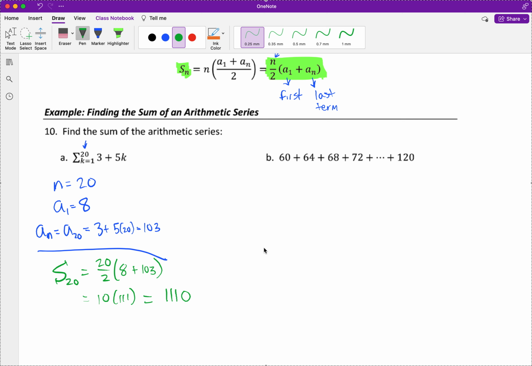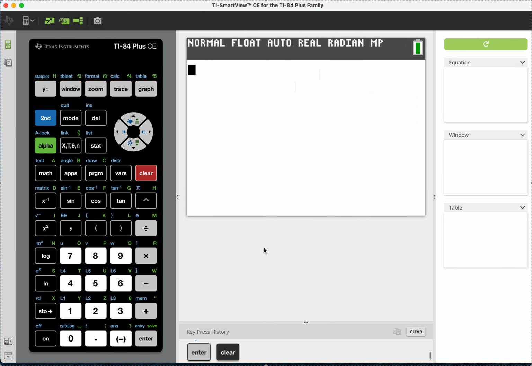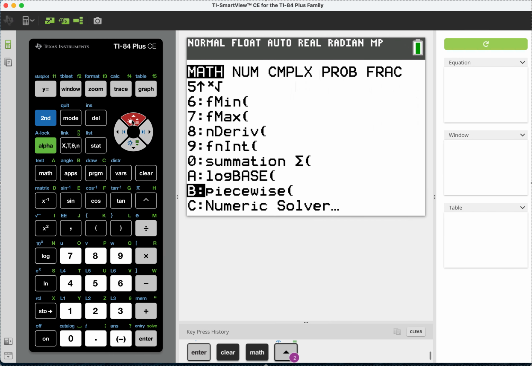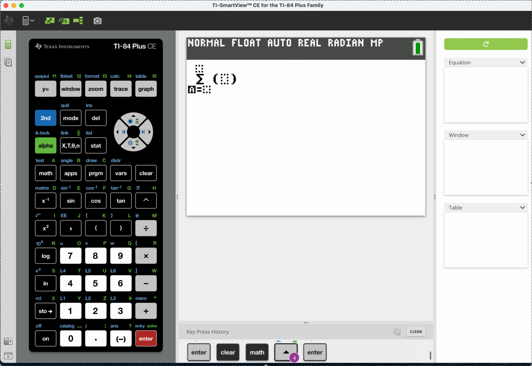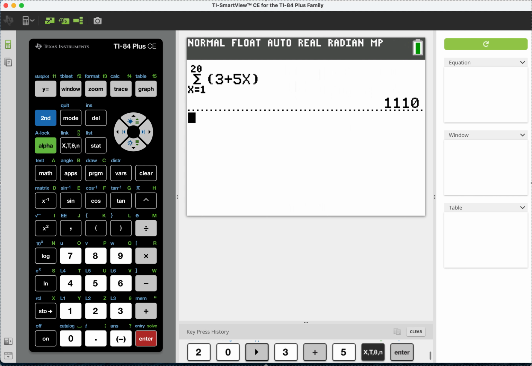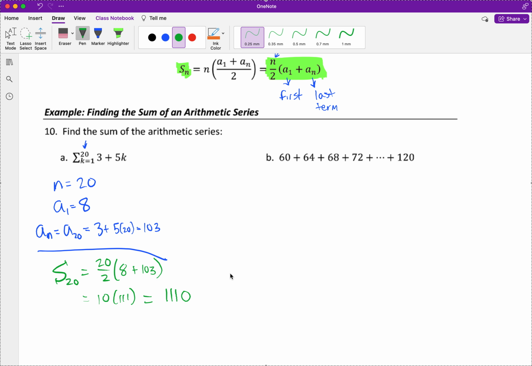All right. And if we wanted to, we could just really quickly confirm this in the calculator, because we know how to do sums now in the calculator. So I hit math, and I'm going to go up to summation right here. And I'm doing x from 1 to 20. And my rule here was 3 plus 5x. And I get 1110. So you can always check your work, even when you're using the formula to do this algebraically.